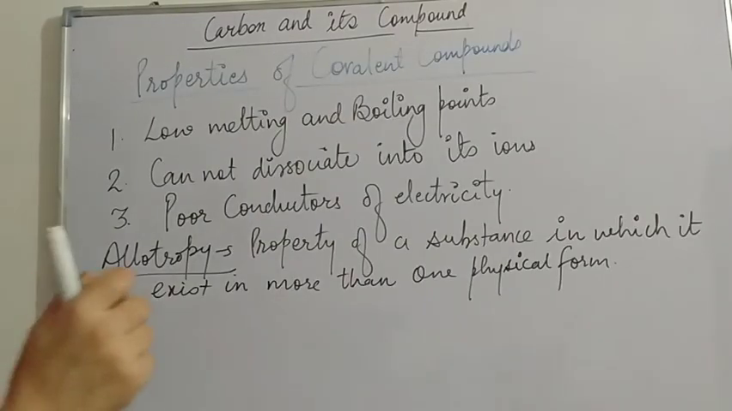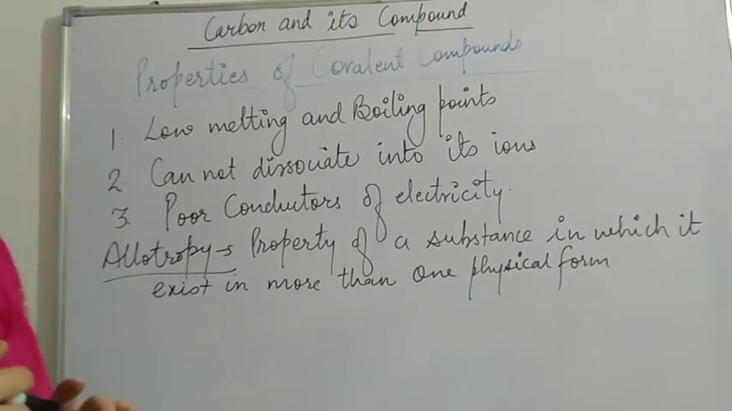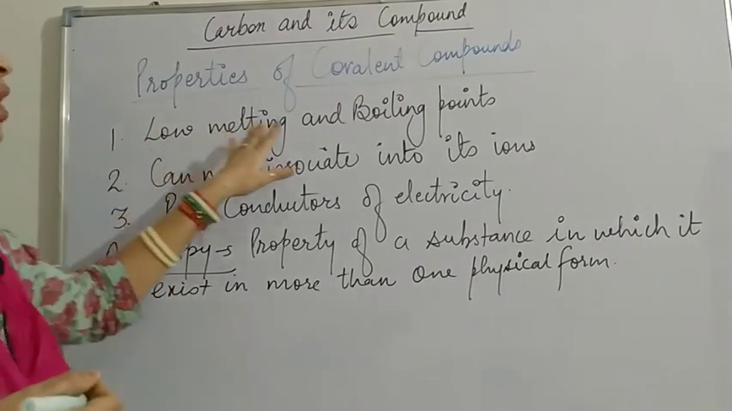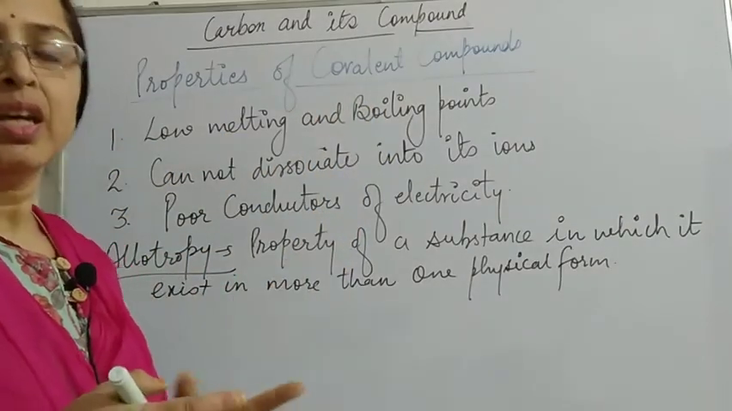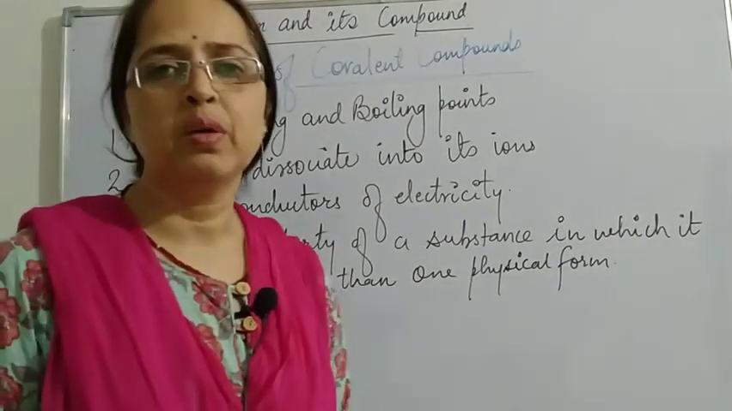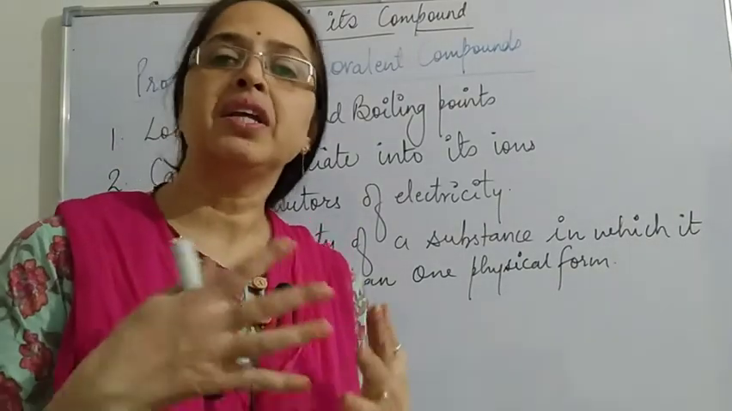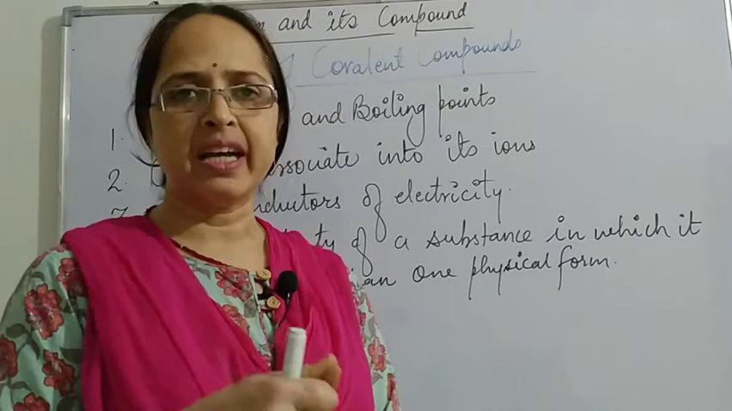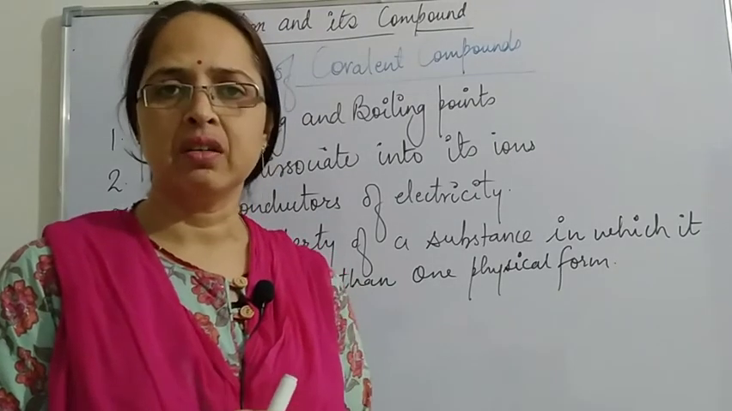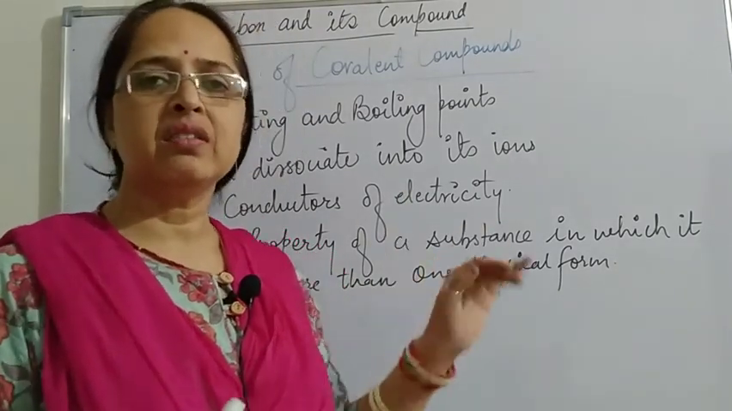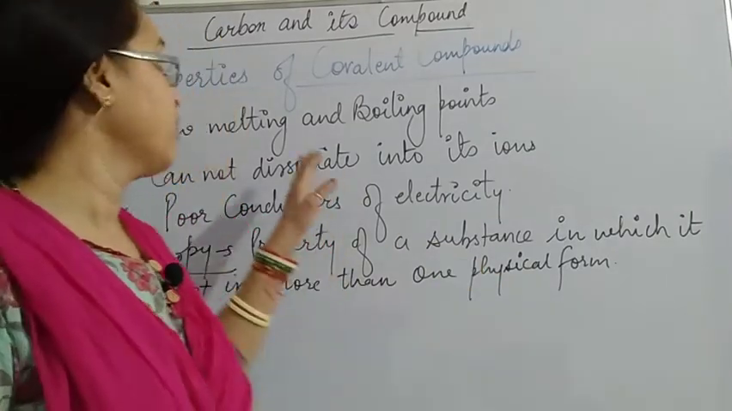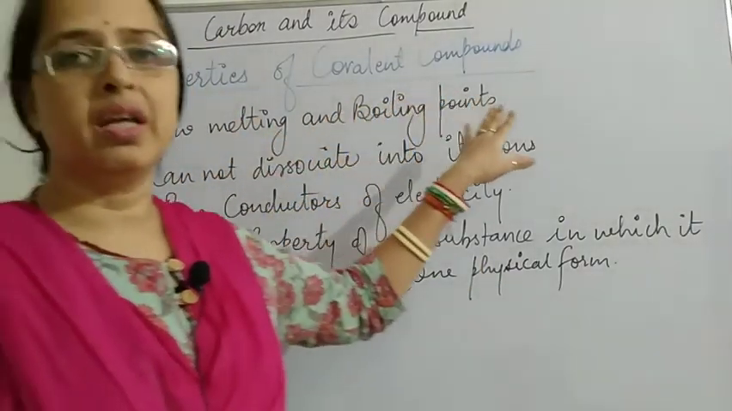Now here students, we are discussing the properties of covalent compounds. They have low melting and boiling points. Though covalent compounds look strong, their intermolecular forces of attraction are very, very weak. That's why when we heat them, they melt very easily, and they have very low melting and boiling points.